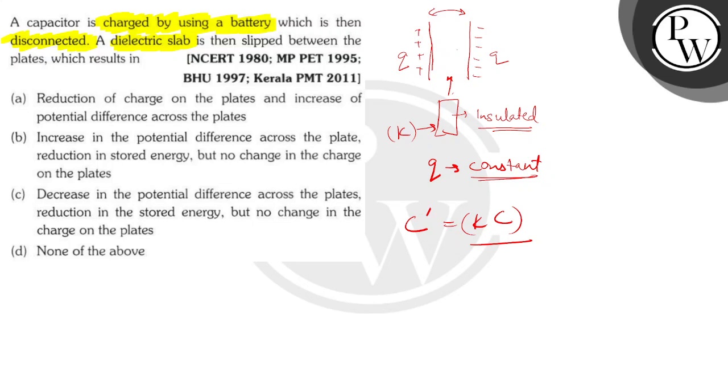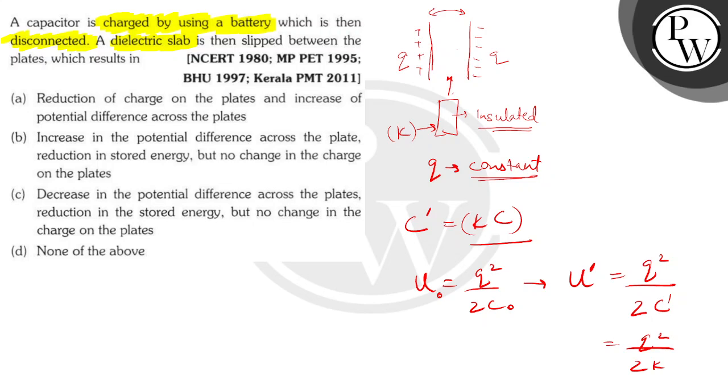So we have potential energy as Q square by 2C. This is the initial potential energy U naught, with capacitance C naught. Now there is a new potential energy U dash, which will have Q square, since this is constant, divided by 2 C dash, which is Q square by 2 K times C naught.